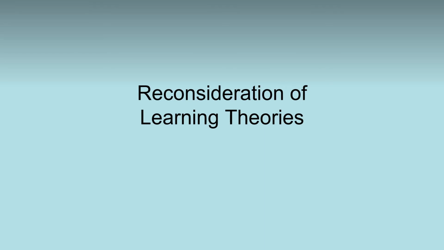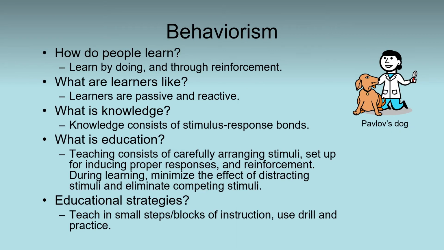To begin considering how to develop effective instruction through technological means, let's start by doing a quick reconsideration of learning theories and what we can draw from them. In the learning theory of behaviorism, people are said to learn by doing and then through practice, through reinforcement. So learners are more passive and reactive. Knowledge in this theory consists of stimulus-response bonds.